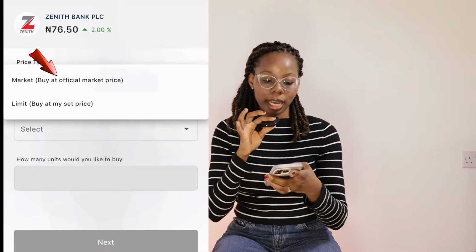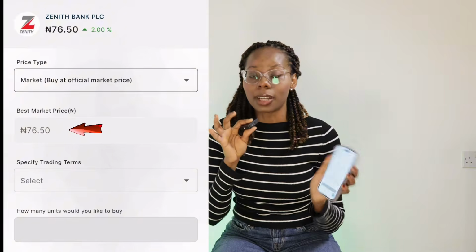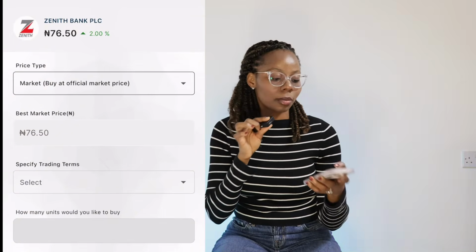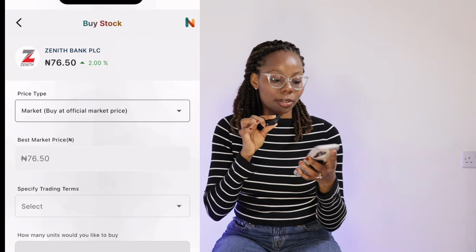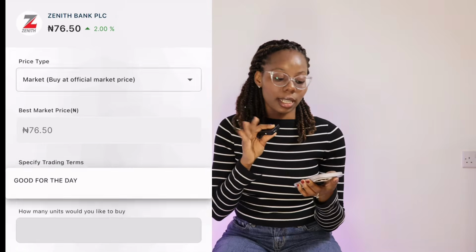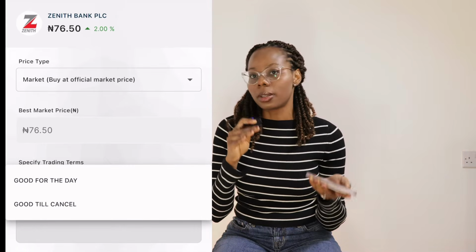So for the sake of this video, we are going to go with market order. So I click on my market order and it shows 76.5 naira because that is the current market price. Then I select trading terms. So there are two options here. There is good for the day and good till cancel.